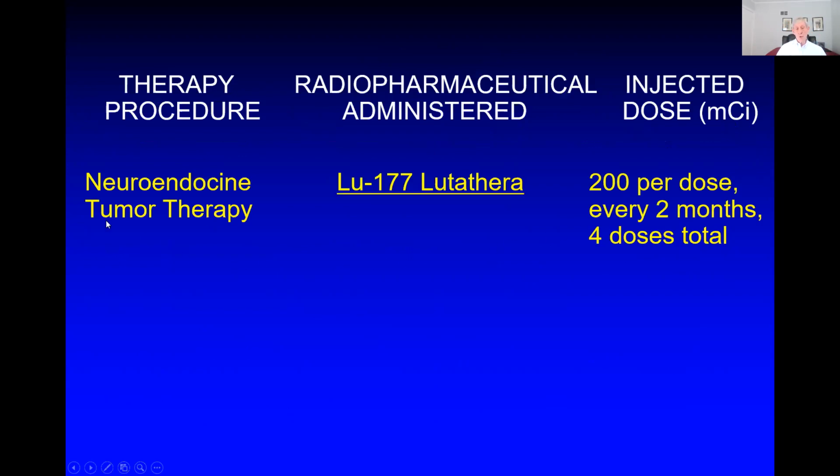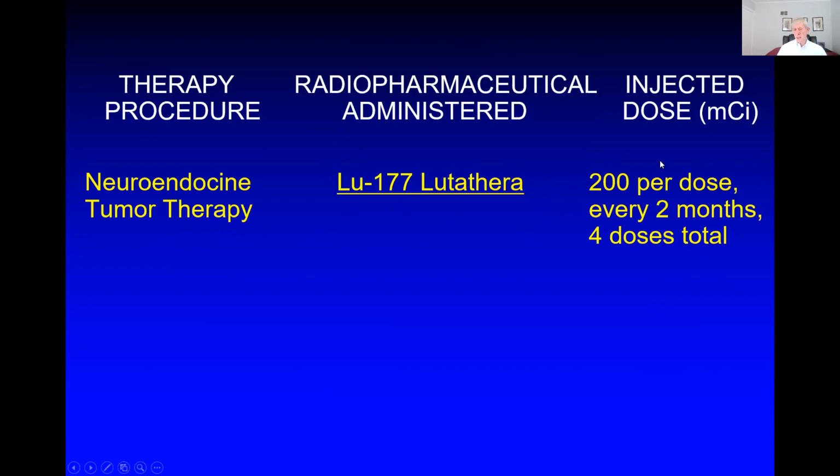Next is neuroendocrine tumor therapy, and you'll see shortly that this is for very specific kinds of neuroendocrine tumors, not pheochromocytomas and paragangliomas, any of those things. The drug of choice today is what is called Lutathera. It's labeled with lutetium-177. That's one of the rare earths, in the 2 rows at the bottom of the periodic table. And we give 4 doses.